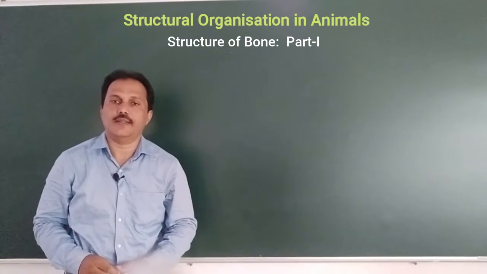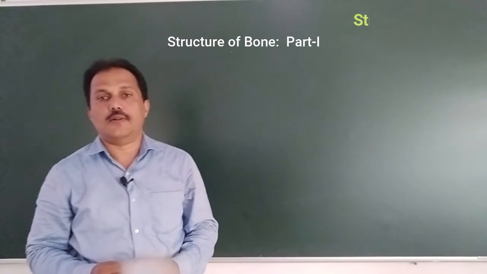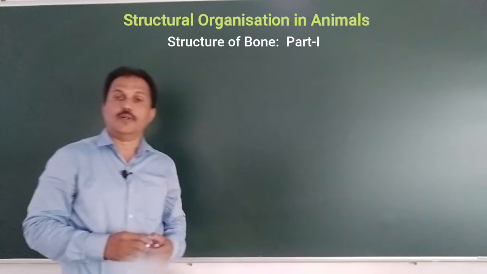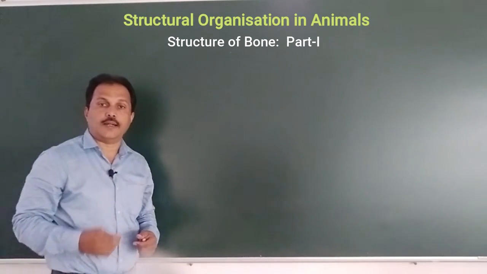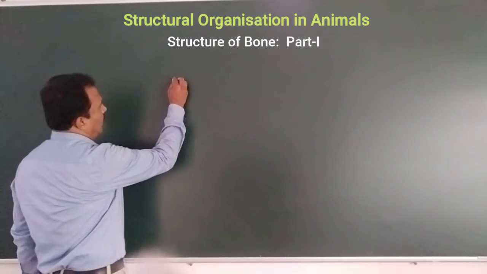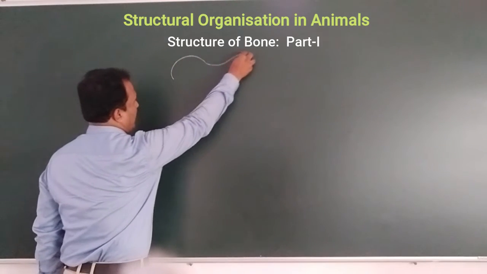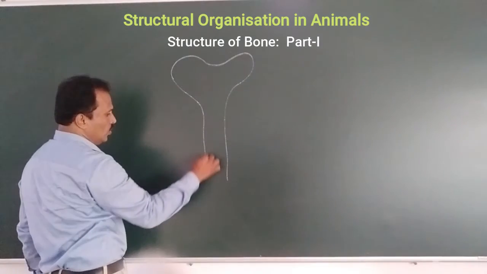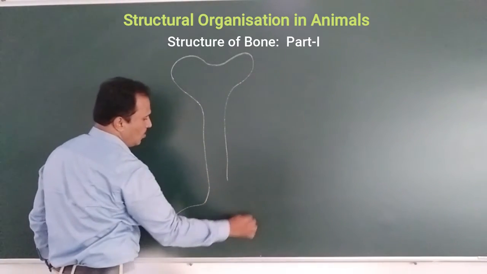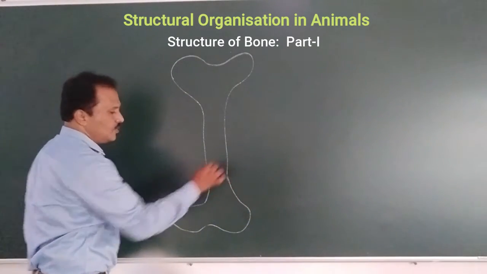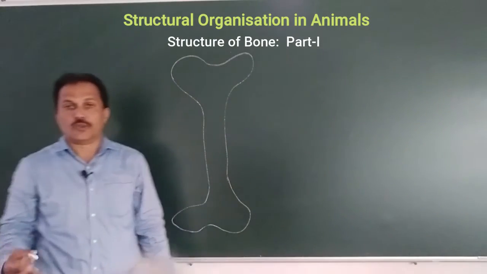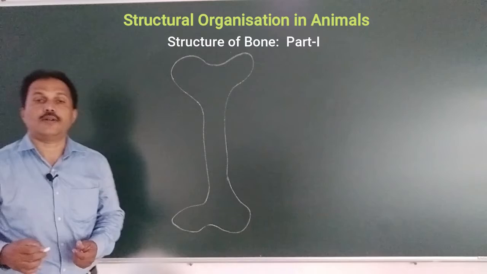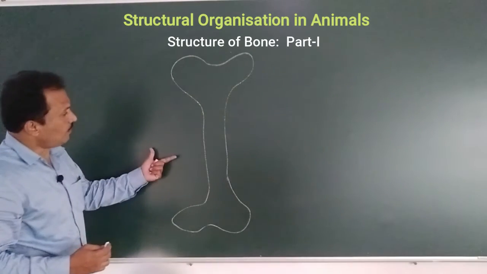We are going to start with the new topic, that is structure of bone. When we talk about the structure of bone, a very good picture comes in front of us. Here this is what I am drawing, that is the structure of long bone, and this type of picture is seen in many books. So this is one type of a long bone. When we talk about the structure of bone, it comes in this type of picture.